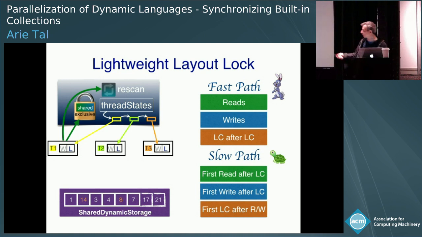So it will capture the shared lock and turn on the rescan flag to notify any potential layout changes that, you know what, one of those L bits is off, so we'll have to do some work next time. And then it will proceed with the read, and it's basically done at that stage.